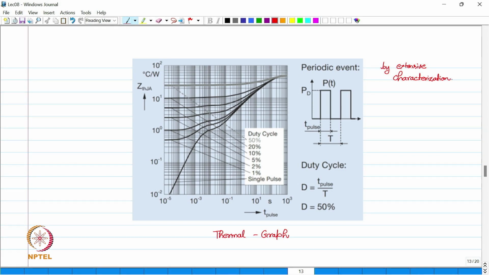What this thermal graph says is, on the y-axis we have the junction thermal resistance, and on the x-axis we have T pulse, which is the time period of the pulse. In the case of a periodic event, when a pulse is applied to the network, let's say the pulse rises at this point and falls at this point. The time between rising and falling is T pulse, compared to the total time period T, and the duty cycle of this pulse is D, which is equal to T pulse upon T. In this particular case, we have a duty cycle of 50% because half of the time the pulse is on and half of the time it is off.